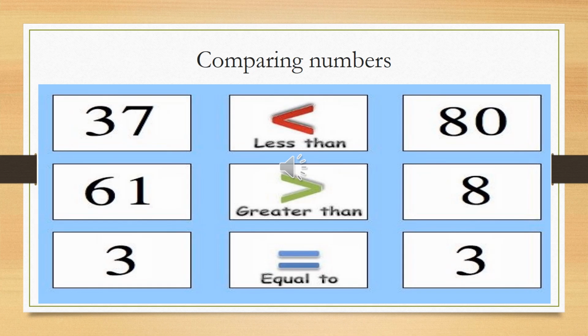In the second line, we have the numbers 61 and 8. It's very easy. 61 is much bigger than 8. So the little birdie has opened its mouth towards 61. In the third column, we have the numbers 3 and 3. When we compare 3 and 3, we find that both numbers are equal. That's why we put the sign of is equal to between the 3s.